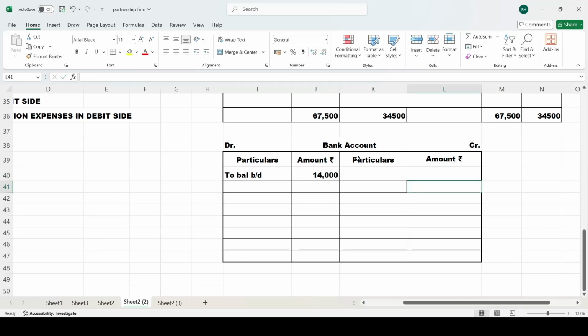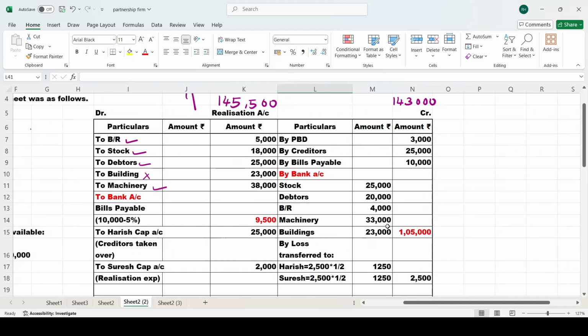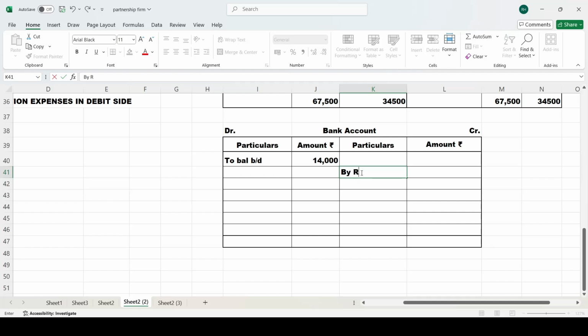Now, after recording this, first you go with the realization account. Wherever you have written the bank, you have to record it on the opposite side. In the debit side you have written the bank here, so it will go to the credit side. The amount is 9,500. We'll take it here in the credit side, in the bracket, liabilities paid. 9,500.